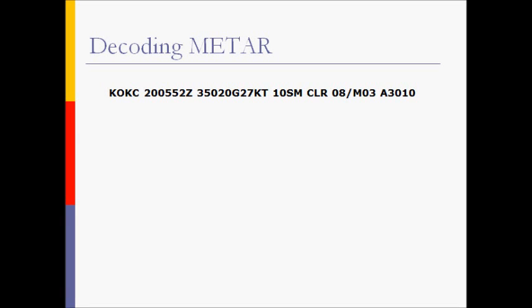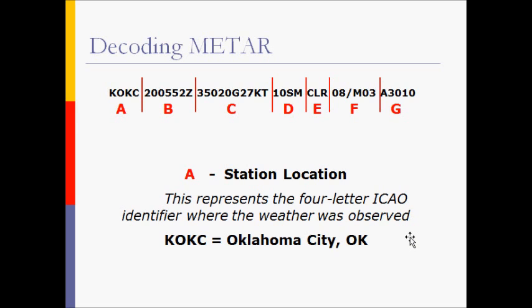In this example, there are 7 pieces of information given. We'll represent each by a letter, starting with A. A represents the station location. So A here is KOKC. This is a 4-letter International Civil Aviation Organization code where the weather was observed. Every airport in the world has one of these codes.